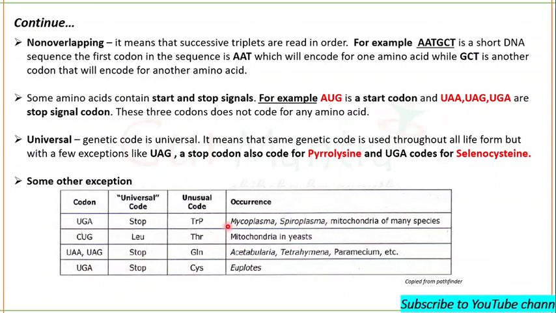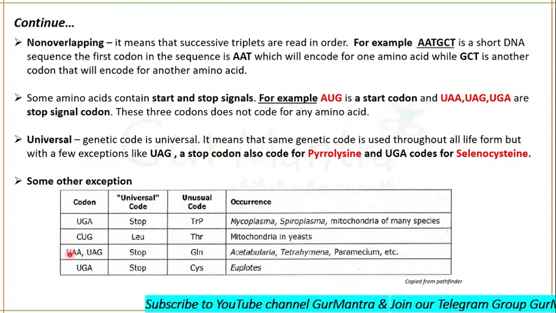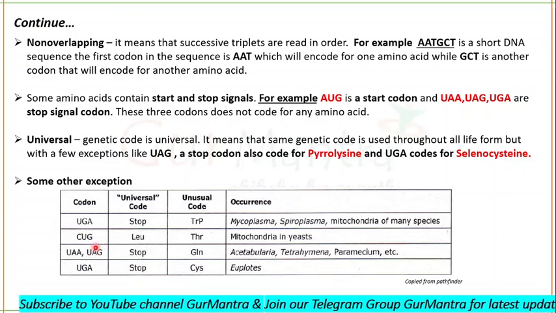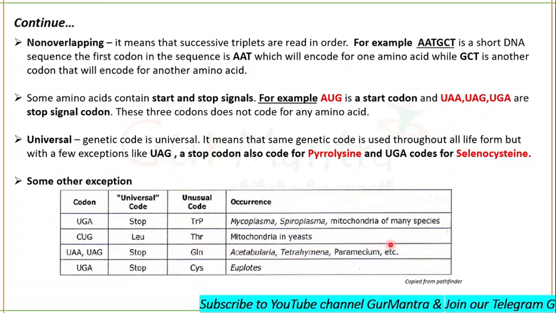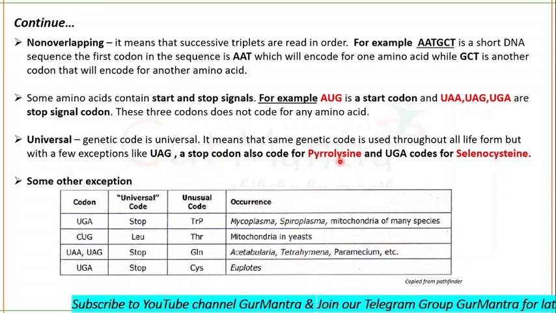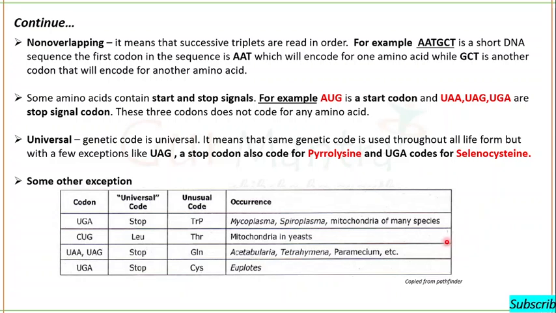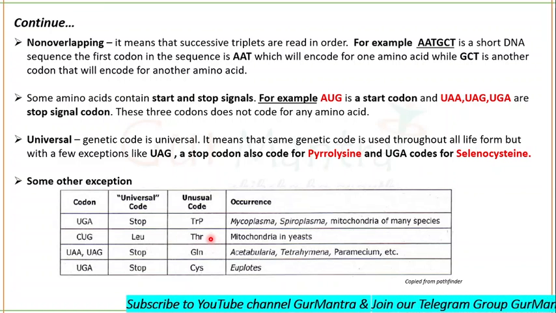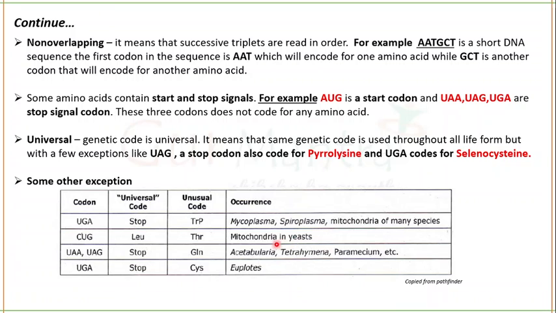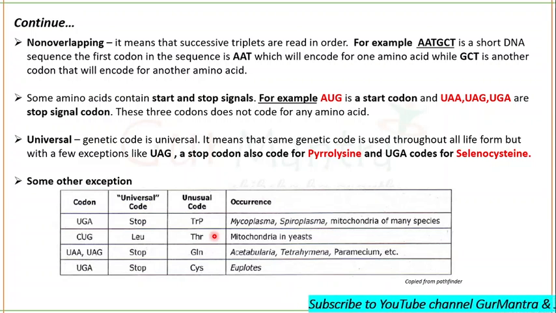UGA, you can see in euplotes, it codes for cysteine. Okay. UAA, UAG, the remaining stop codons, they both can encode for glutamine in acetabularia, tetrahymena, and paramecium, etc. UAG can also encode for pyrrolysine. You have to learn all these things, okay? CUG, which generally encodes for leucine, will be encoding threonine in yeast mitochondria. So, learn this table. You need to learn this, fine?